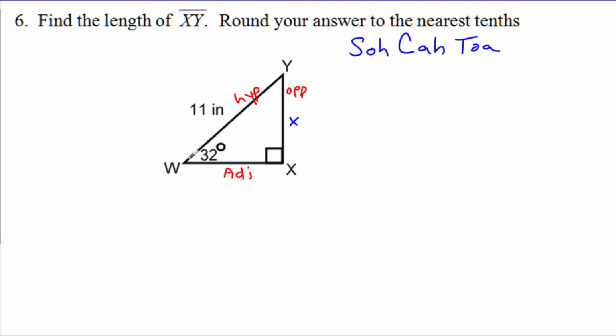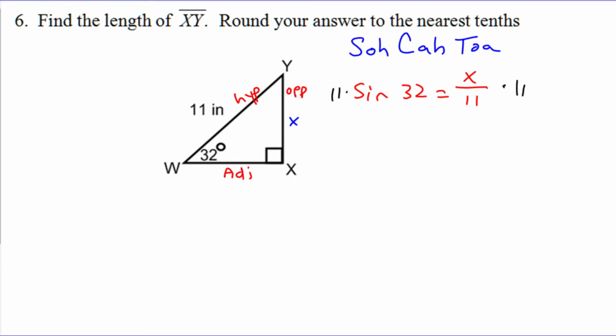So in this case, if I'm looking at my picture, I see that I have information about opposite and the hypotenuse, and that is sine. So I'm going to set up the sine of 32 is equal to, well, the rule says opposite on top, hypotenuse on the bottom, so x over 11. And if I solve this by getting x alone, I'm going to multiply both sides by 11 to do that. And then the rest of it's just going to be on the calculator.